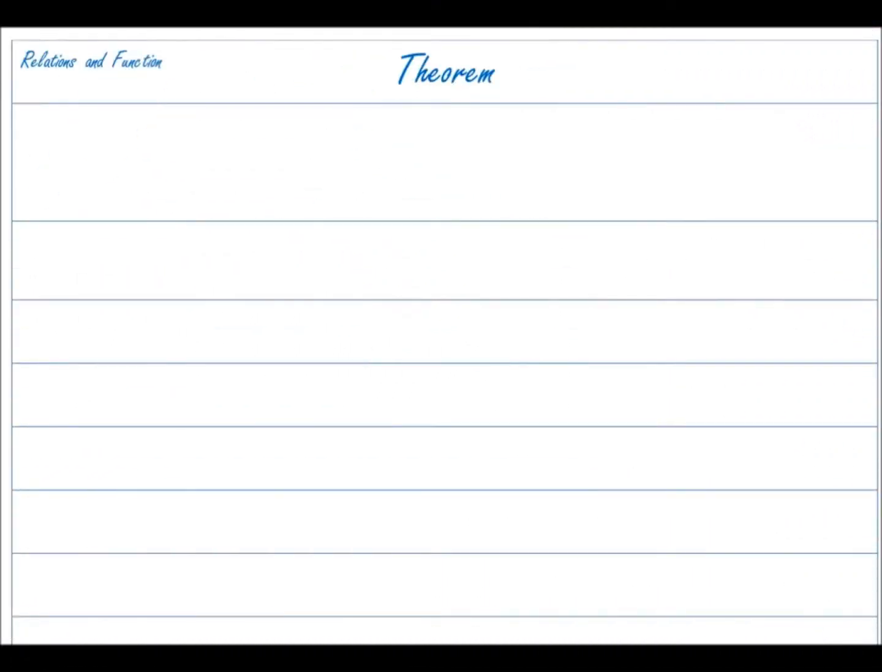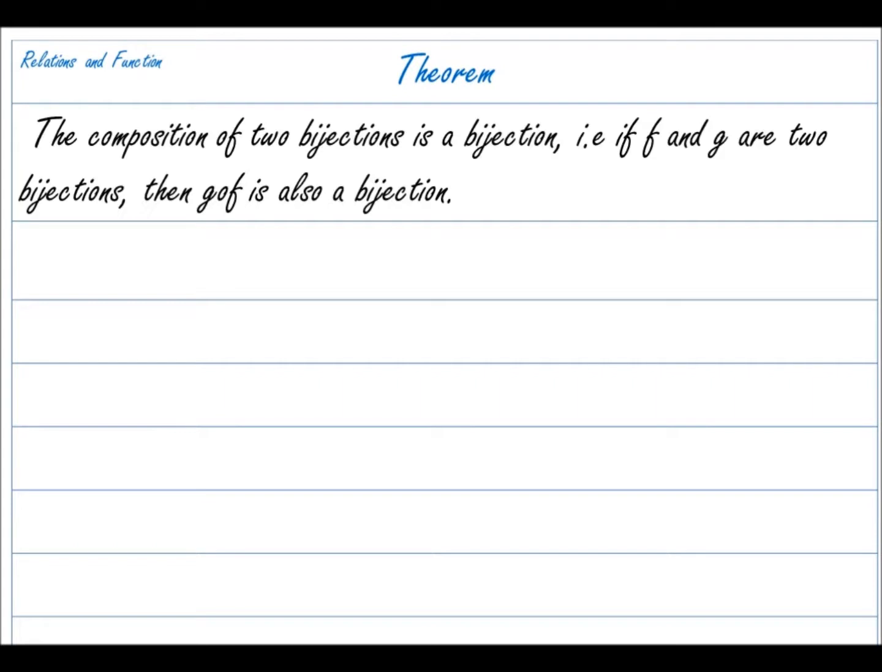And now we shall study some important theorems on composition of functions. The first theorem is: the composition of two bijections is a bijection. That is, if f and g are two bijections, then gof is also a bijection.